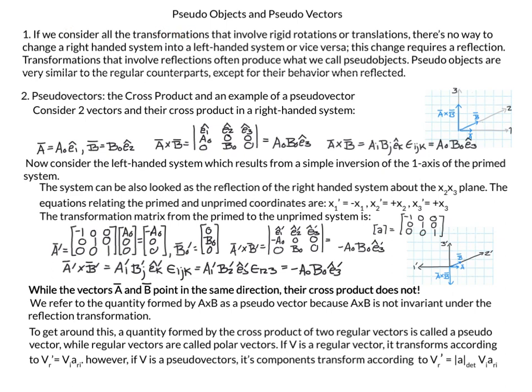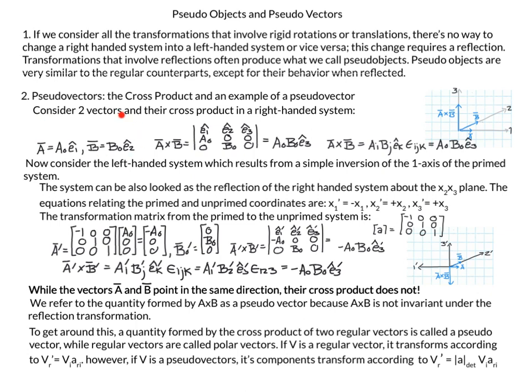So if we consider transformations that involve rigid rotations or translations, movements, there's no way to change a right-handed system into a left-handed system or vice versa without a reflection. And transformations that involve reflections often produce what we call pseudo objects. So this is what we're looking at: transformations with reflections. Pseudo objects are very similar to their regular counterparts, except for their behavior when reflected. So we'll look at pseudovectors first, and the first example we'll have will be the cross product, again our first example of a pseudovector.